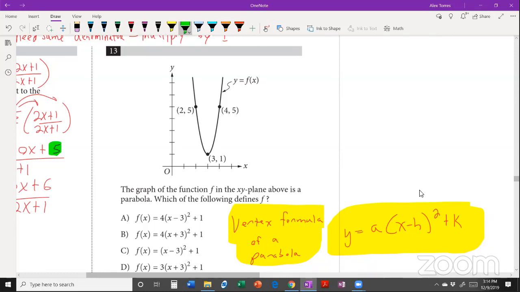Because if the vertex is 3, 1, then that'll become our H and our K. So the vertex is in the format of H, K. And so it'll be y equals a(x minus 3) squared plus 1.